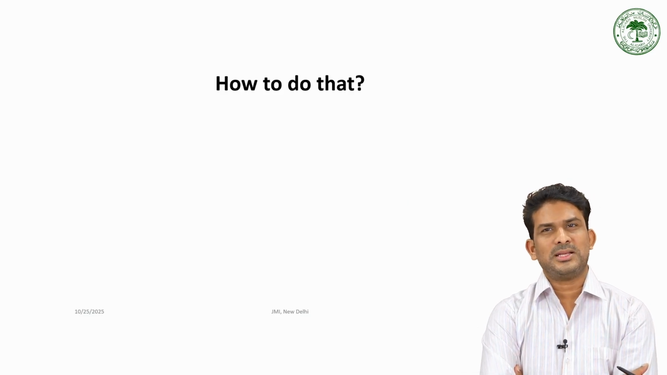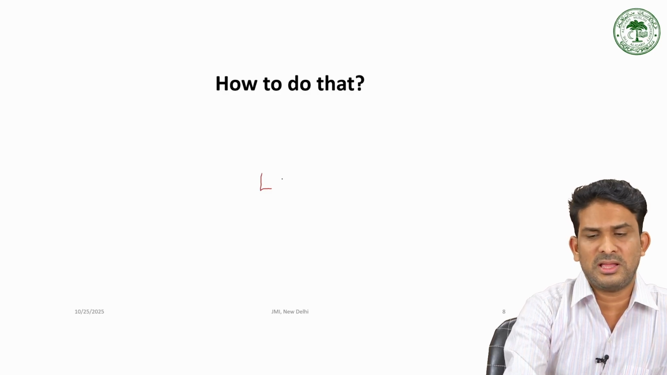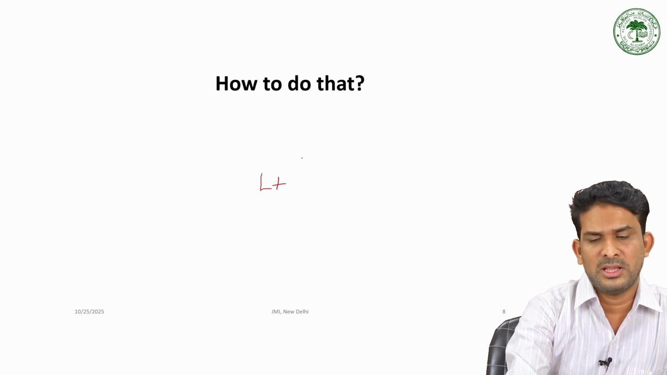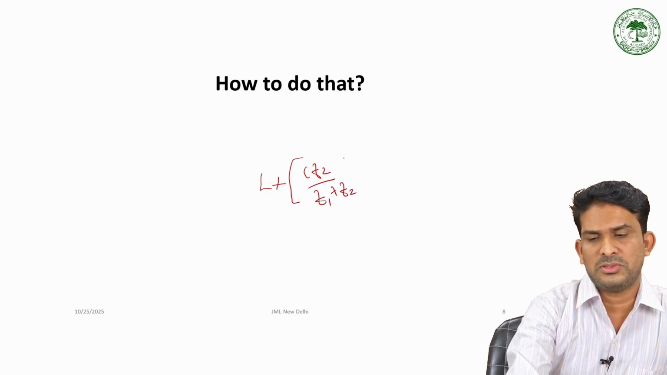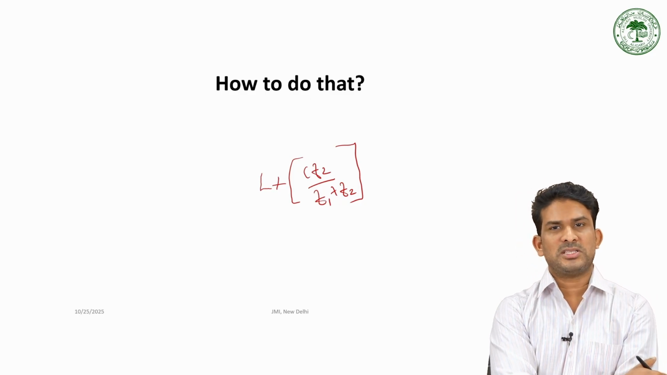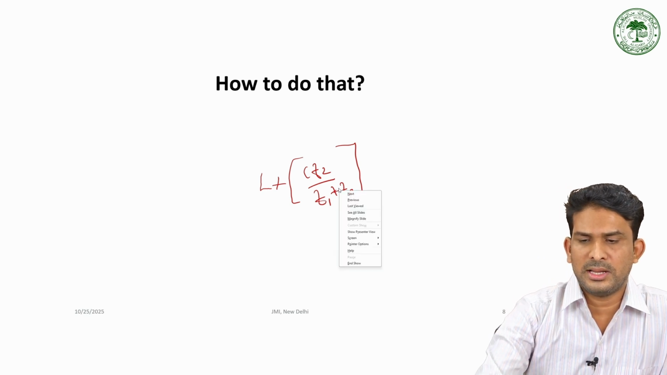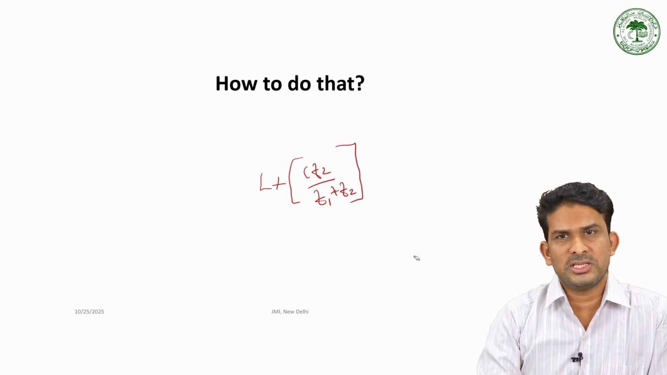How do we do that? Yes, L plus, this is a repetition. I will just give it to you for confirmation. L plus CF2 upon F1 plus F2. Just remember what is L, what is C, what is F2, what is F1. Get a clarity regarding that. Got it? It is clear?